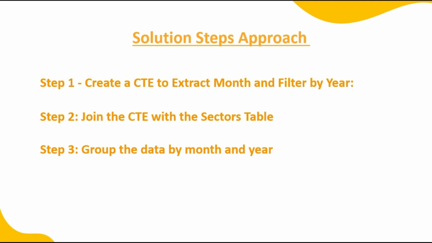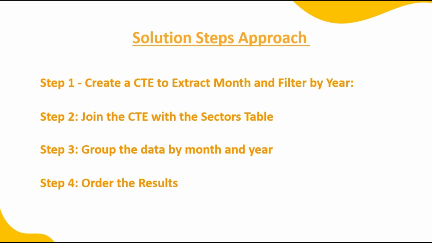Now in step 3, we will group the data by month and year. After joining the tables in step 2, we need to group the data by month and sector. This is necessary to calculate the average revenue at the sector level for each month, since we want to calculate the average revenue for the combination of sector and month. So in this step, we will perform the group by function.